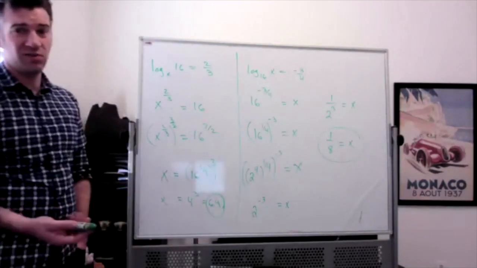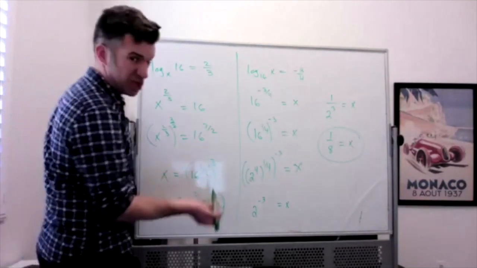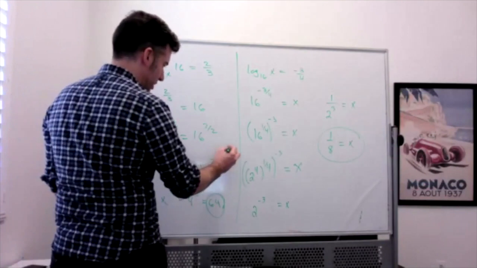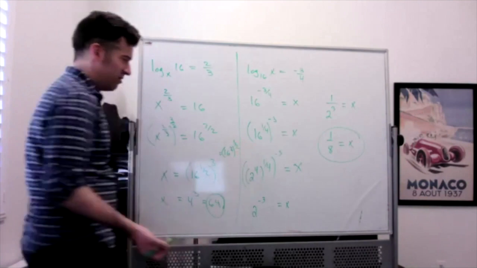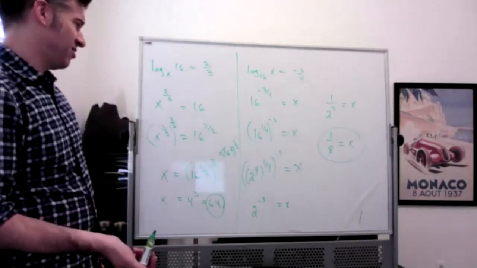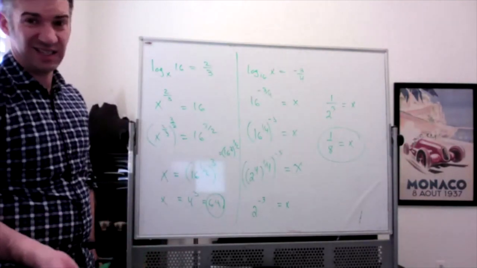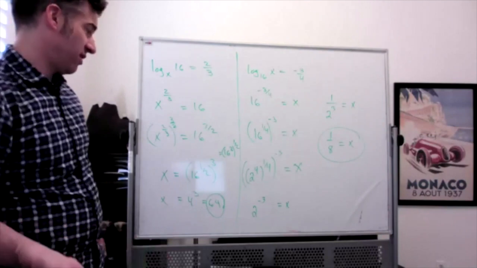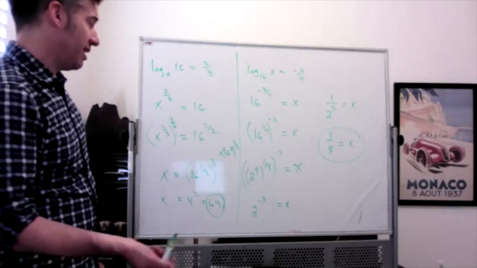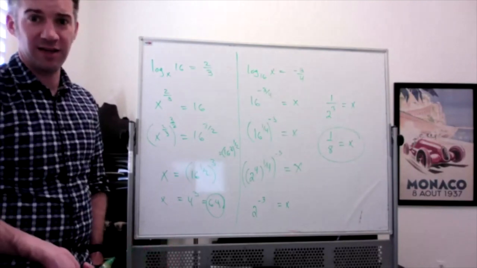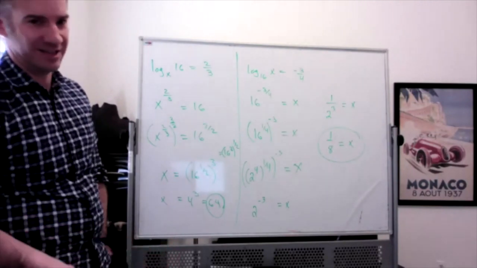You could also do, although you shouldn't, 16 cubed to the 1/2, but that's just gross. 16 cubed is like 4,096, I think. And then the square root of 4,096, no, I'm off by something. Anyway, you shouldn't do it that way. It's not smart. You should do it the easier way.